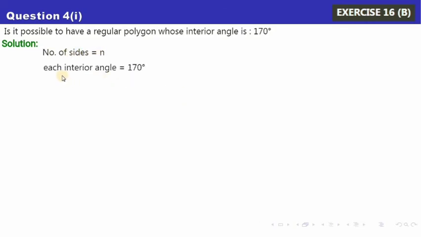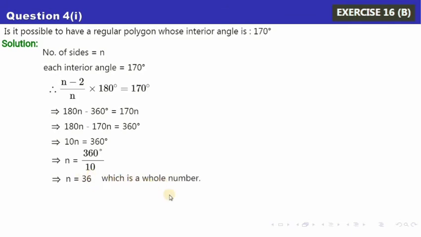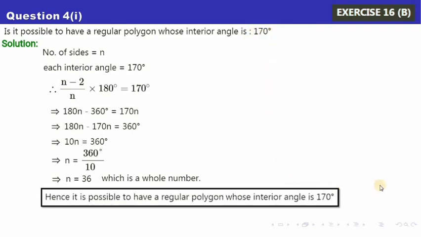It is given that each interior angle is 170 degree, and we know the formula for each interior angle is this one. From here we'll calculate the value of n. As usual, when you calculate the value of n, it turns out to be 36. Is 36 a whole number? Yes, so it is a whole number. That means we can proudly say that we can have a regular polygon whose each interior angle measures 170 degree.